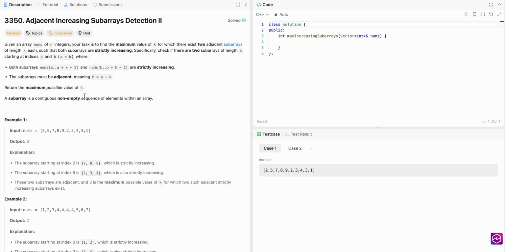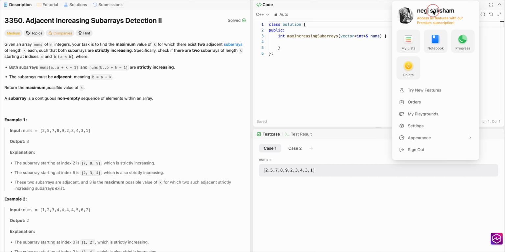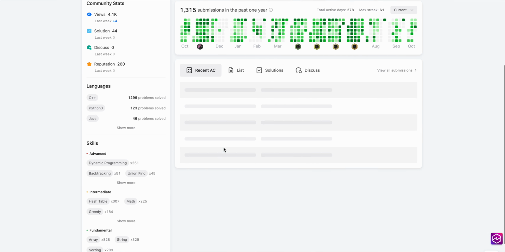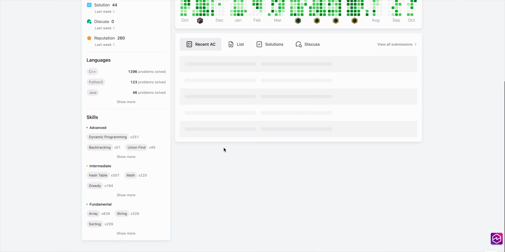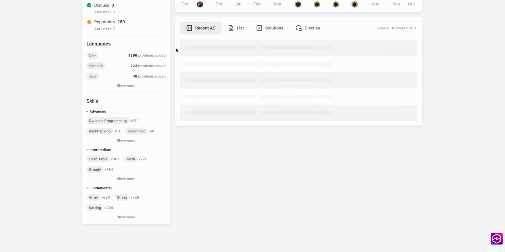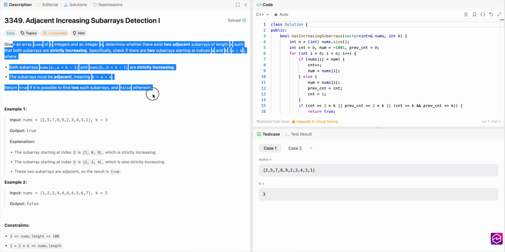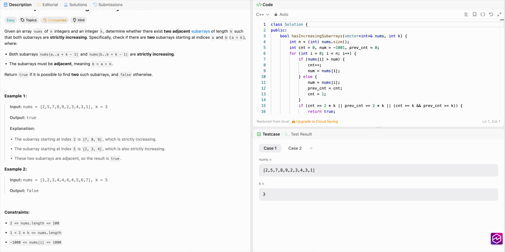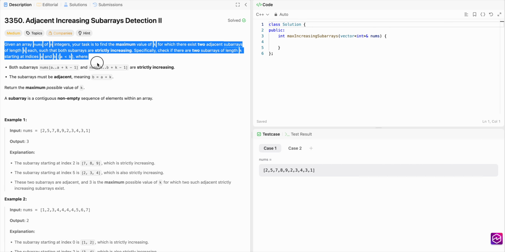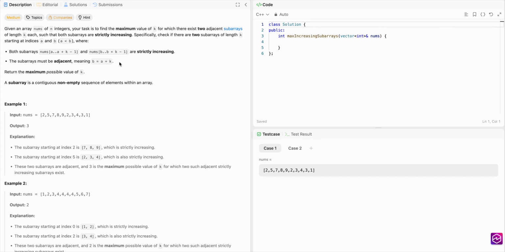Okay, so this is a different problem from the one we did yesterday. The one I did yesterday was this one, and this was different from this. In this one, k was given. So now we need to find out the maximum possible value of k. All right. Okay. Cool.